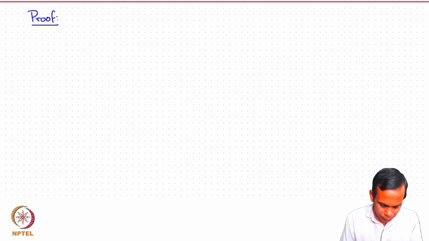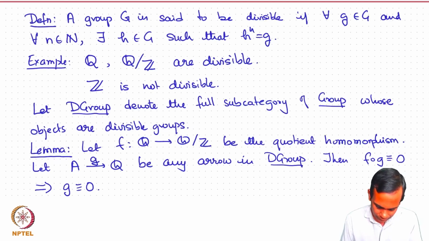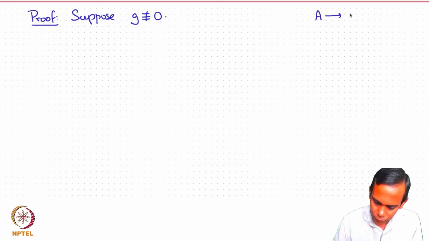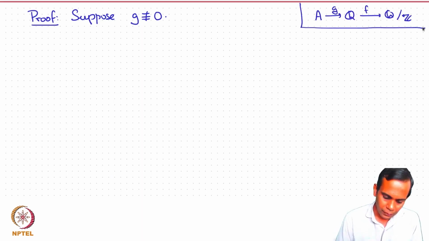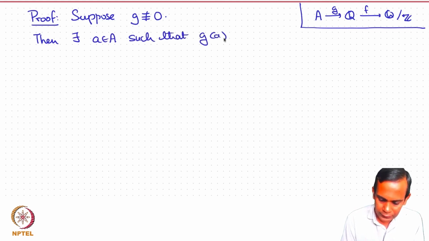So we'll prove the contrapositive. Suppose g is not identically 0. Okay, so recall that g is from A to Q. Let me just write down the main things here. A to Q, we have g, and we have f from Q to Q mod Z. Okay, so suppose g is not identically 0. Then that means that there exists a in A such that g of a is a non-zero rational number.